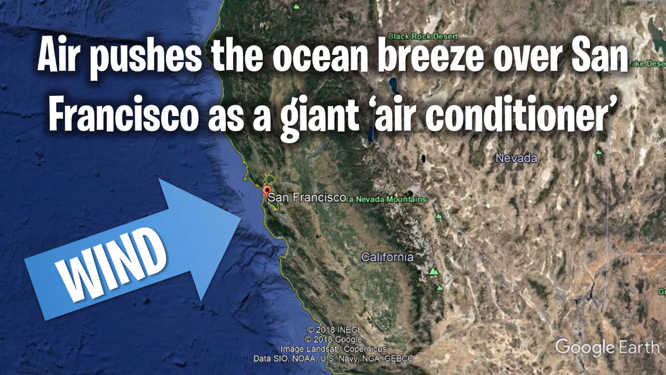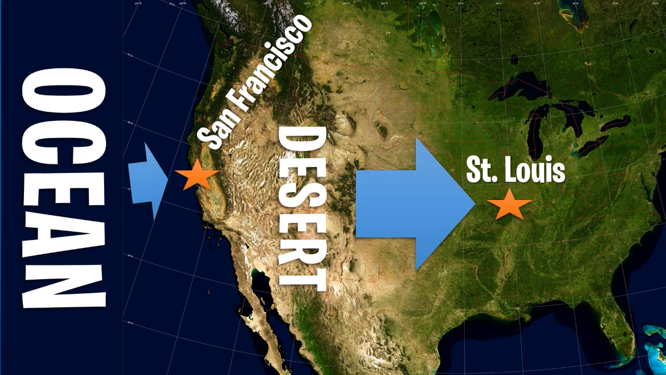This is quite similar to what happens in San Francisco. The air pushes the ocean breeze over San Francisco as a giant air conditioner. So we have that nice cool breeze coming from the ocean, and it pushes and cools down San Francisco like an air conditioner because it's right next to the water. The problem is St. Louis is very far away from that breeze. So it goes the ocean, a nice cool effect, it carries it and pushes it, and it calms down San Francisco's climate. But that same effect can't be carried for that long. By the time it reaches St. Louis, it no longer carries that effect.